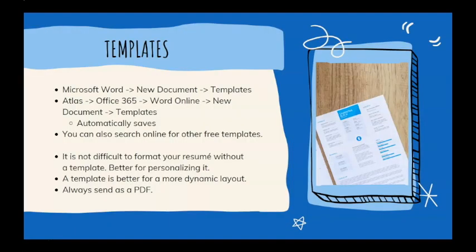Now to work on your resume throughout the workshop, you should open a document, either Microsoft Word, Office 365, you could even use a Google Doc. Either way, consider that an Office 365 Word Online document will save automatically, as will a Google Doc. All of those options provide you with templates if you would like to apply a template, or you can work on it from scratch. I will say it's not difficult to format your resume without a template, and it's better for personalizing it. But on the other hand, a template is better for a more dynamic layout.